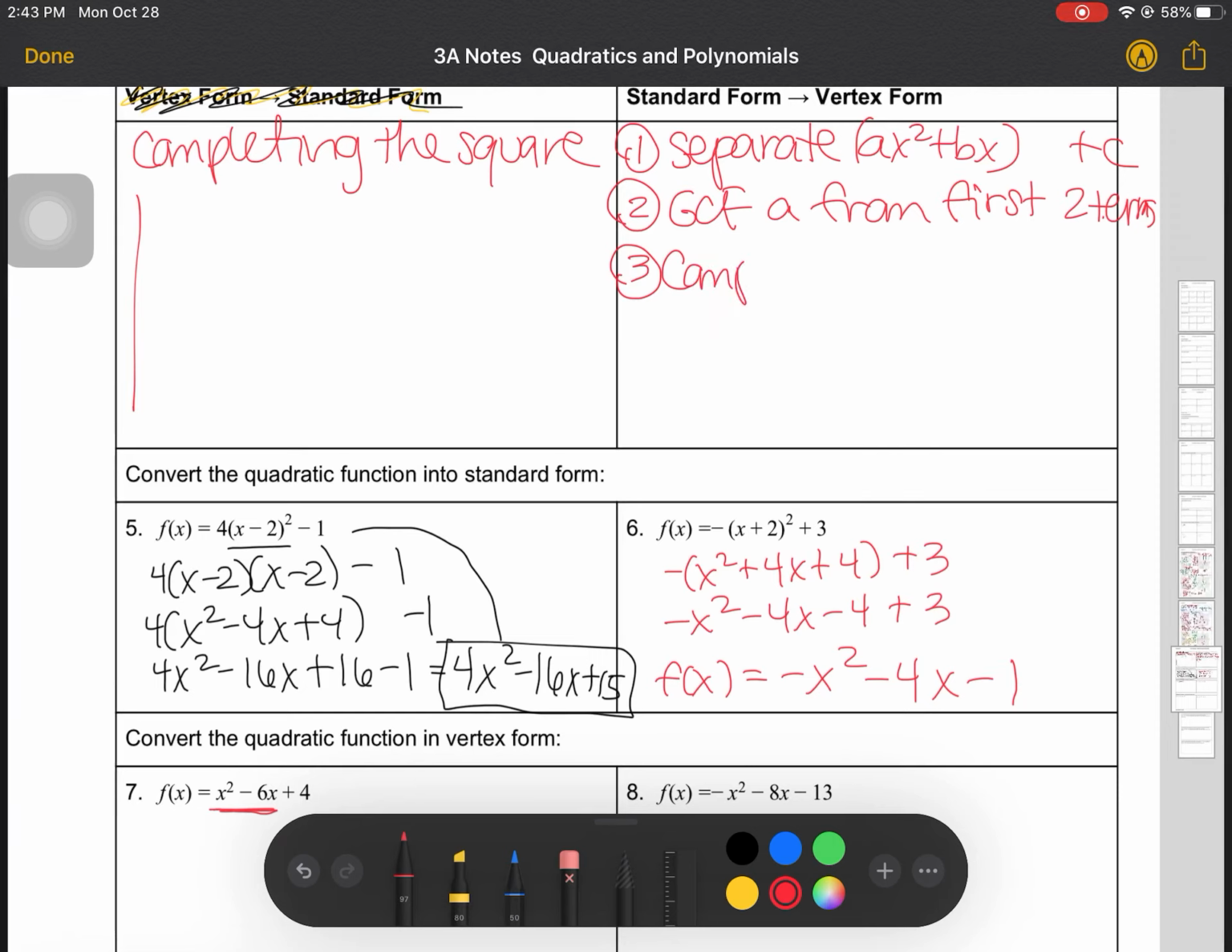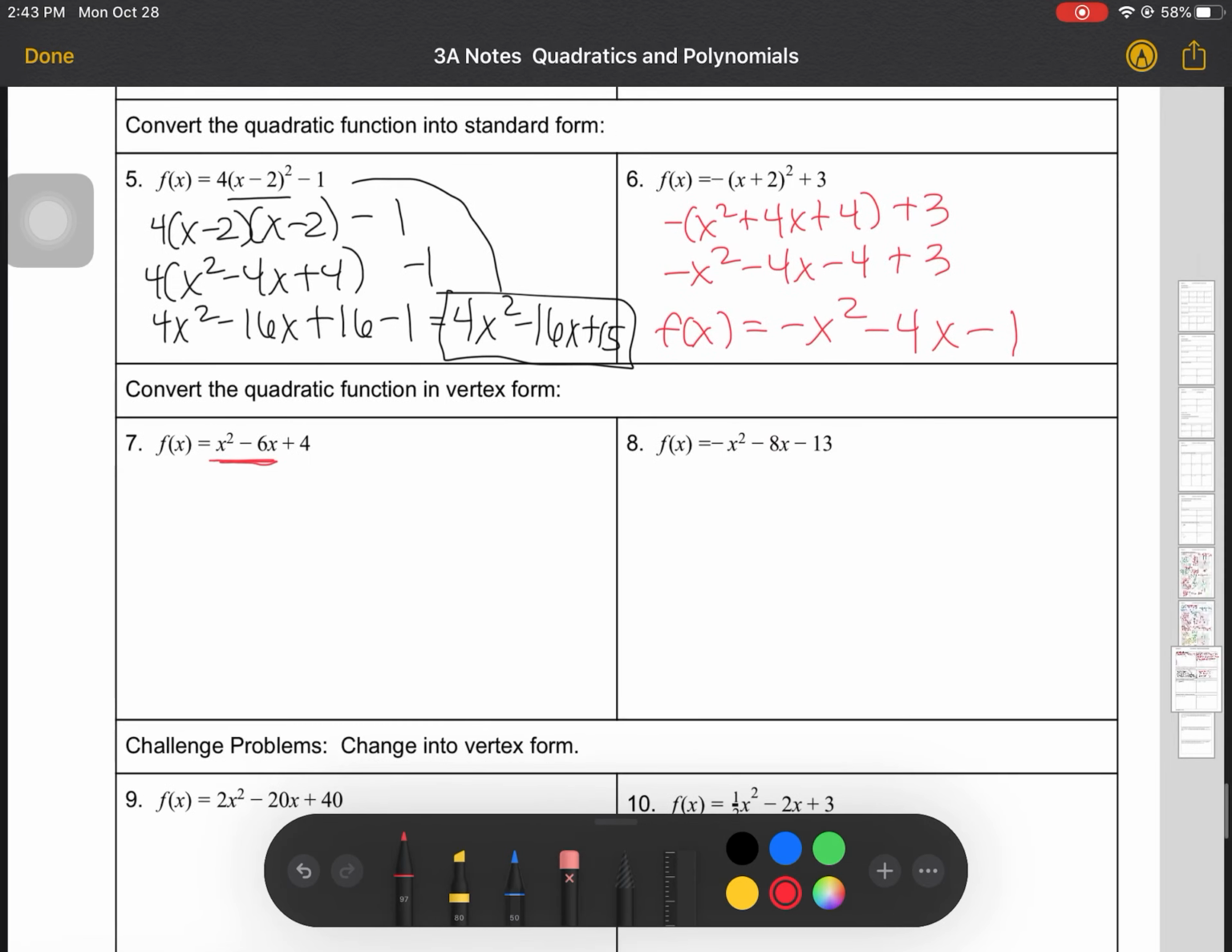Okay, then you're going to complete the square of your first two terms. So here I'm going to write them out a little bit bigger now, and I separate my 4. So if I cut 6 in half, I get 3. 3 squared is 9.